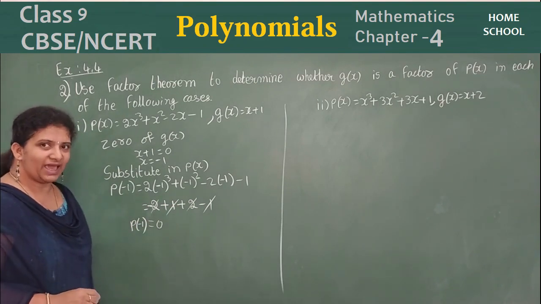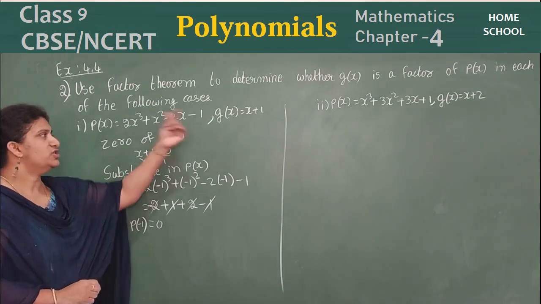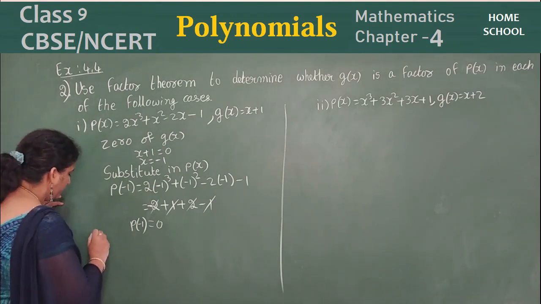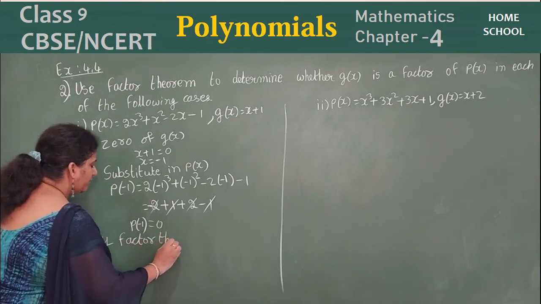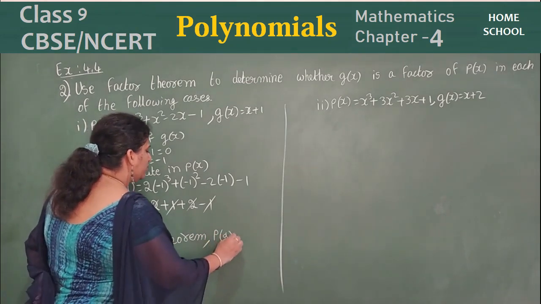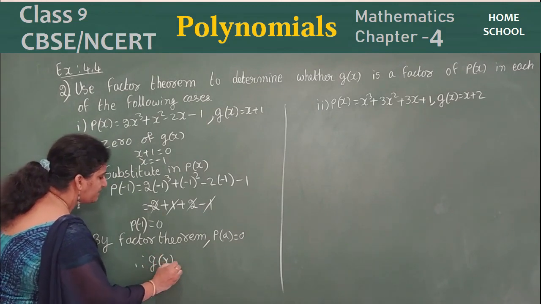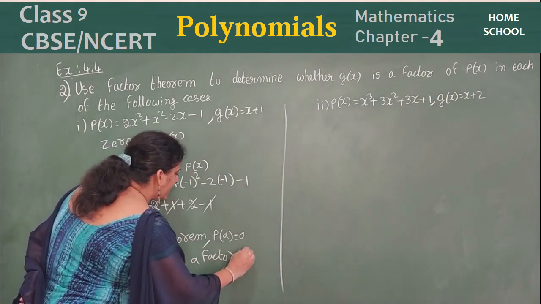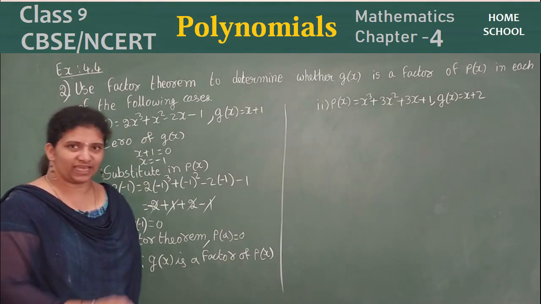What you can say? Yes. If you get 0, yes. Therefore, by factor theorem, g of x is a factor of p of x. Right? Therefore, by factor theorem, I can say that P of A is equal to 0. Therefore, G of X is a factor of P of X. Similarly, shall we do the second problem?